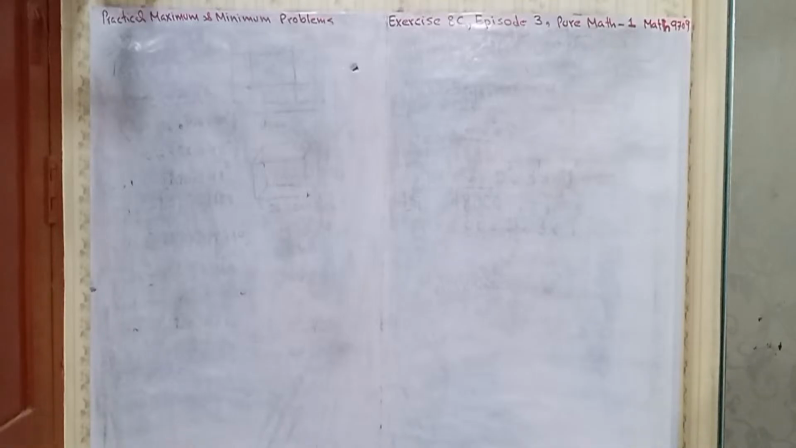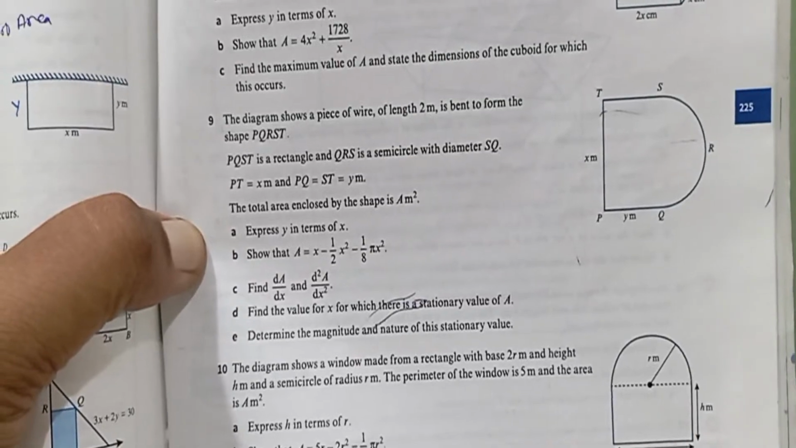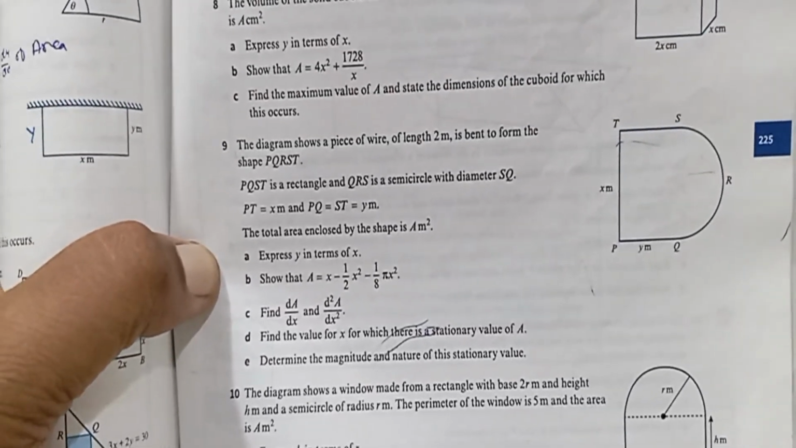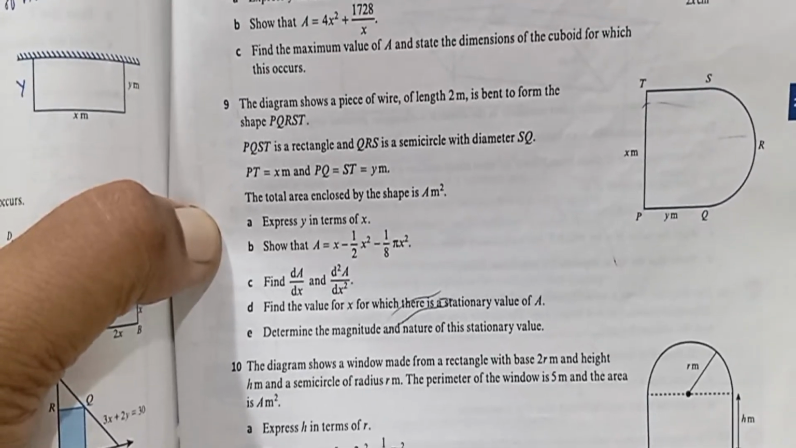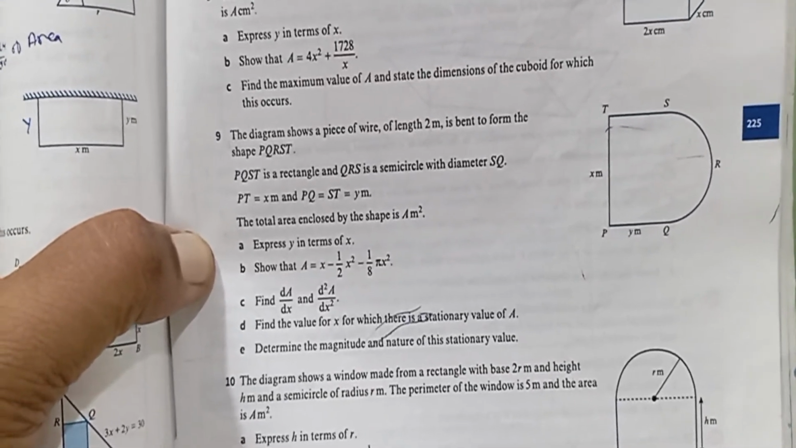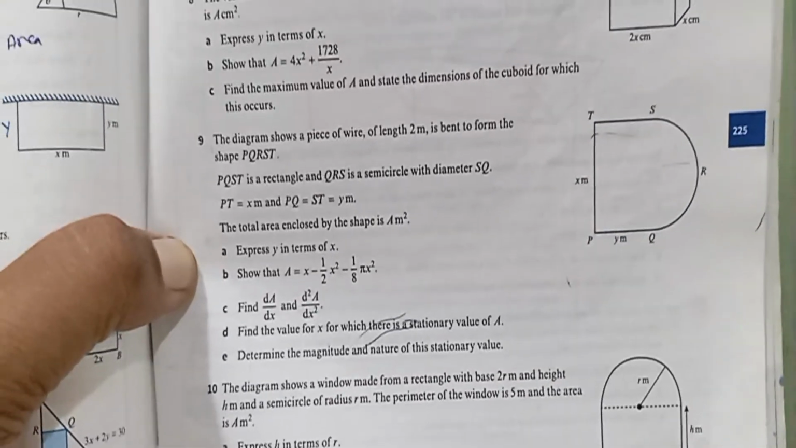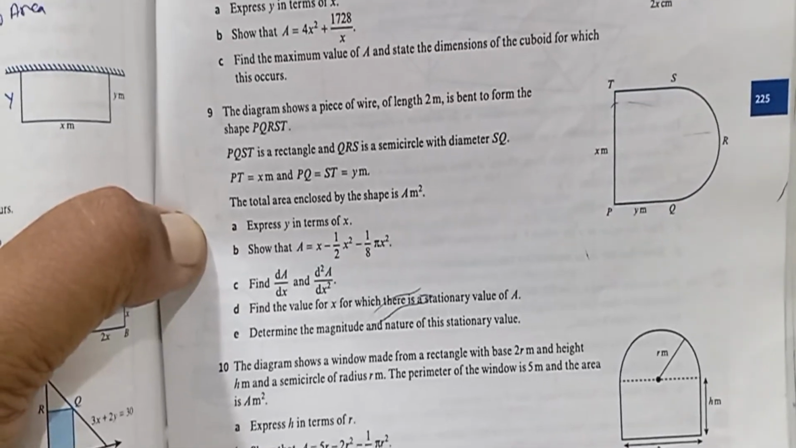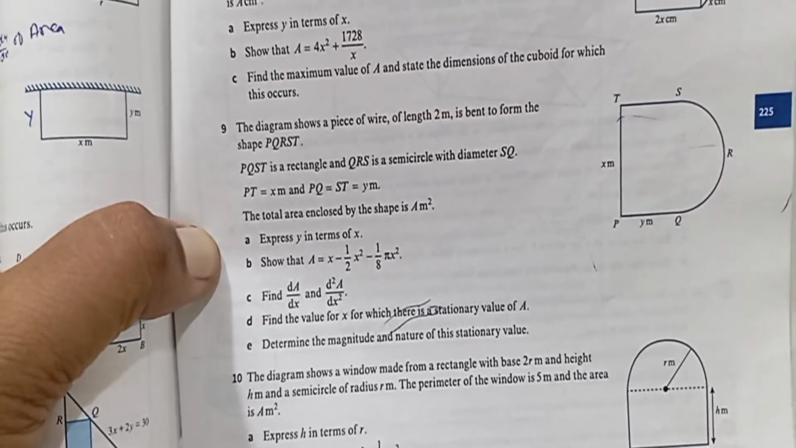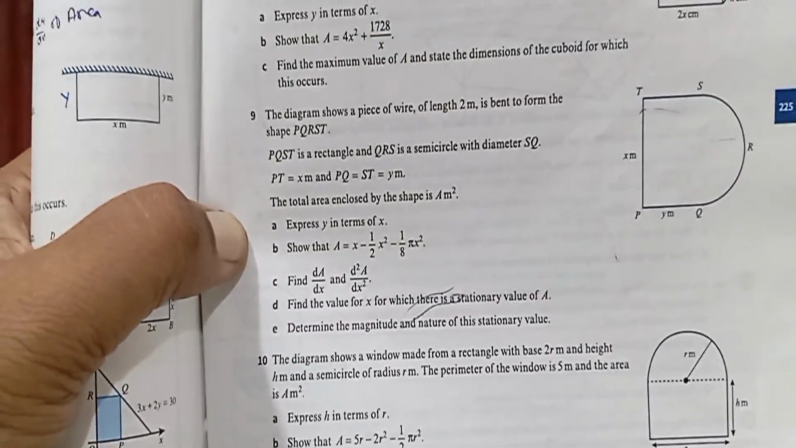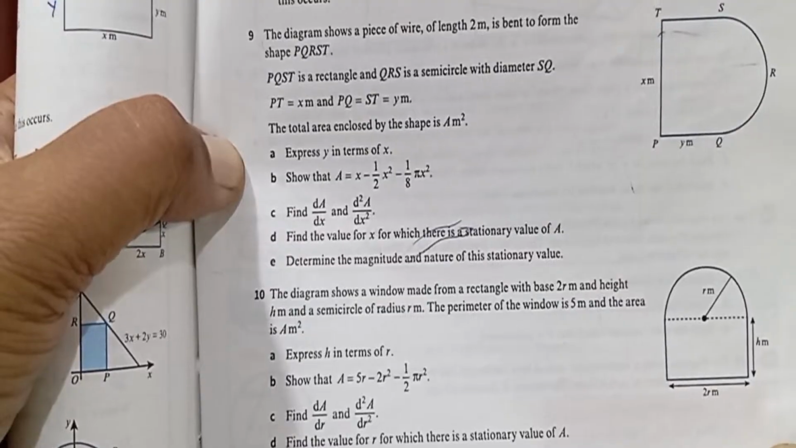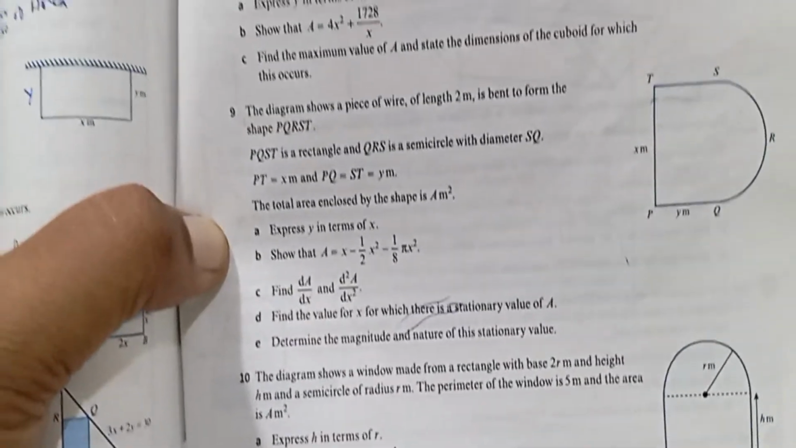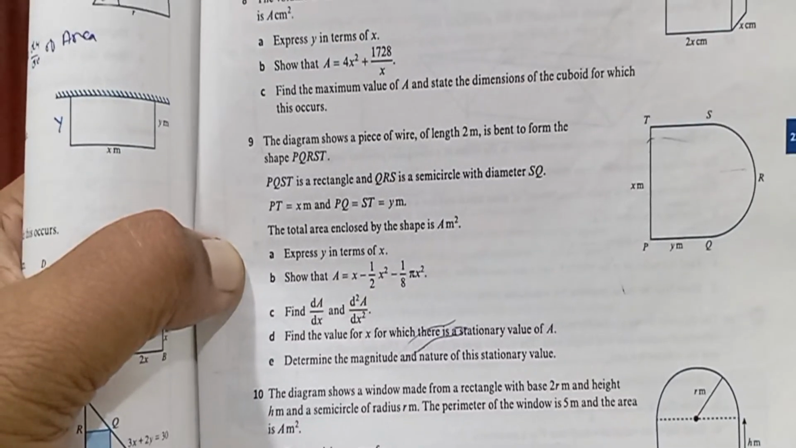Let me show you the diagram, then I will draw it. The diagram shows a piece of wire of length 2 meters bent to form the shape PQRST. PQST is a rectangle and QRS is a semicircle with diameter SQ. PT is x. PQ and ST are both equal to y. The total area enclosed by the shape is A meter square. Express y in terms of x, show that the area is this, and find the first derivative and second derivative. So this is question number 9.